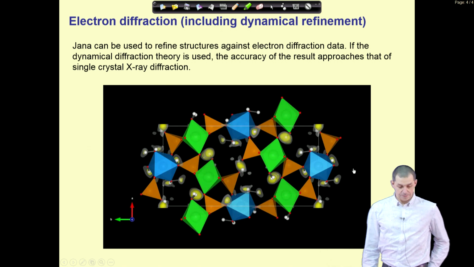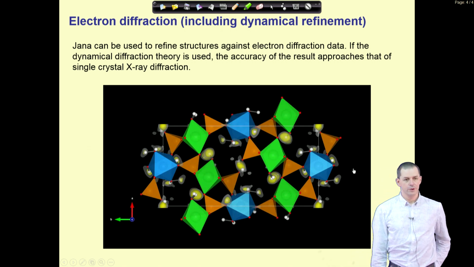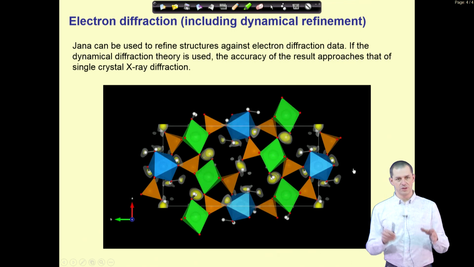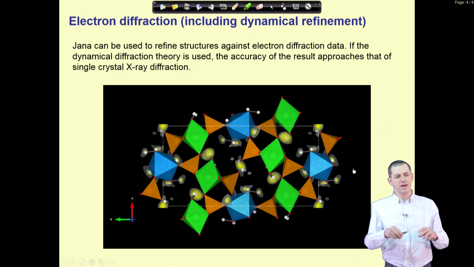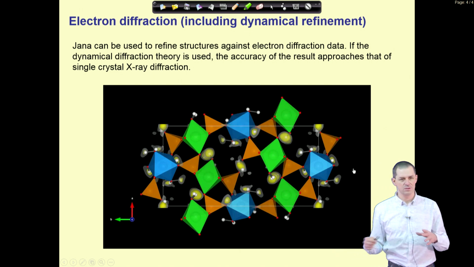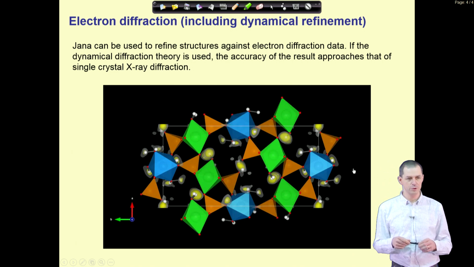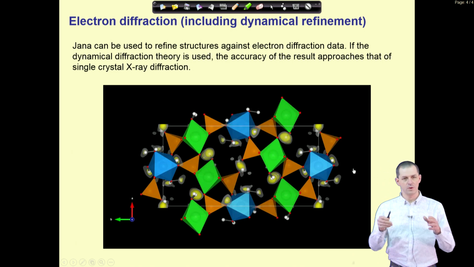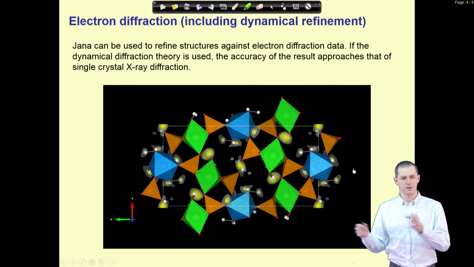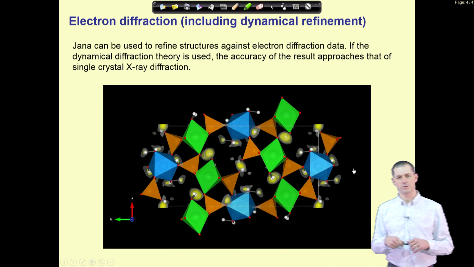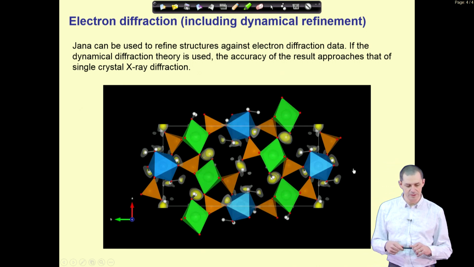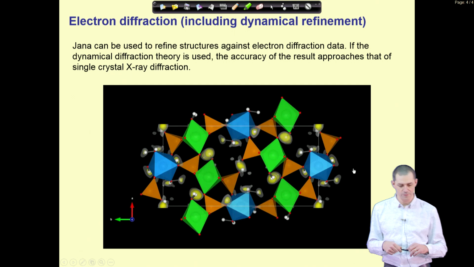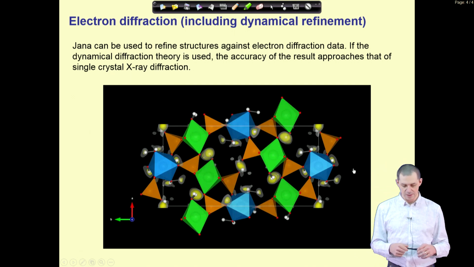And finally, Jana can also work with electron diffraction in two different manners. One is to consider it as equivalent to X-ray diffraction, so treat it with the so-called kinematical approximation, and then it's really a completely equivalent procedure, solve, refine structure, but the results are not so good because electron diffraction has certain specific features that are not present in X-ray diffraction, especially multiple diffraction, and these can also be treated in Jana.